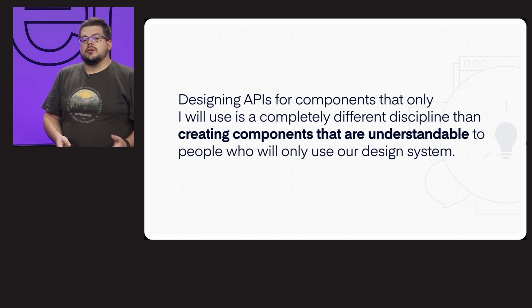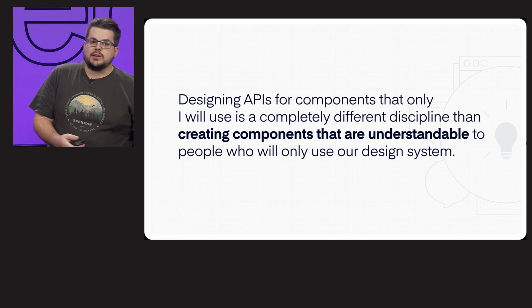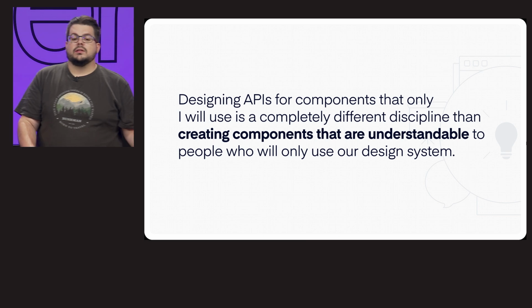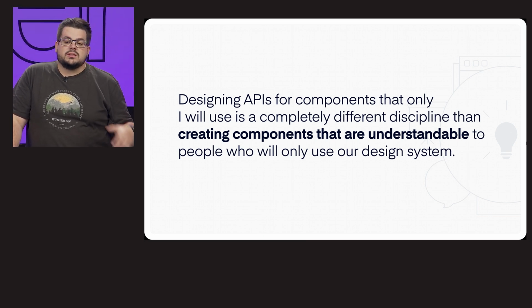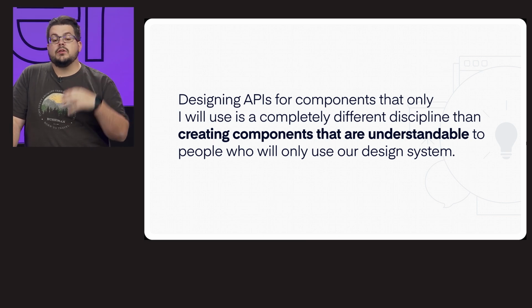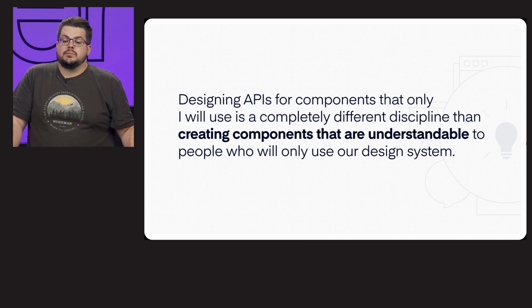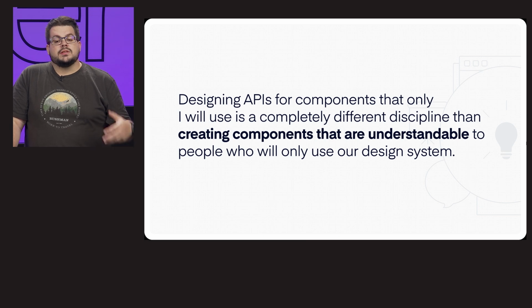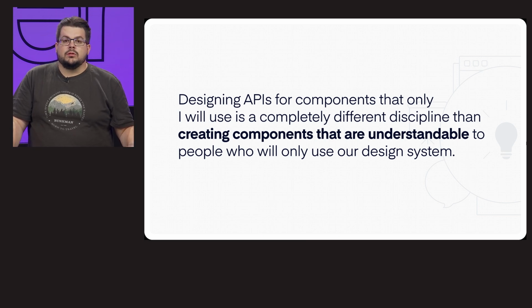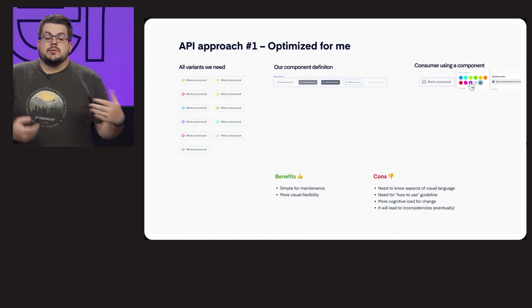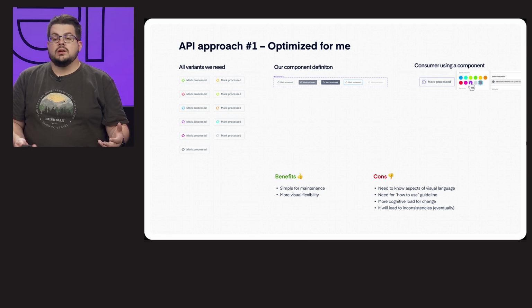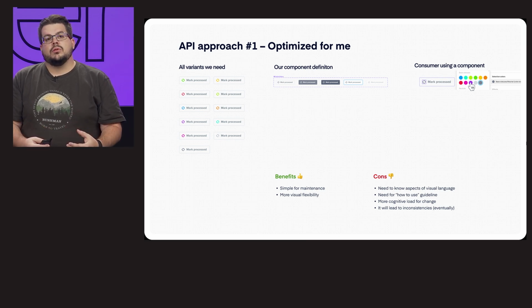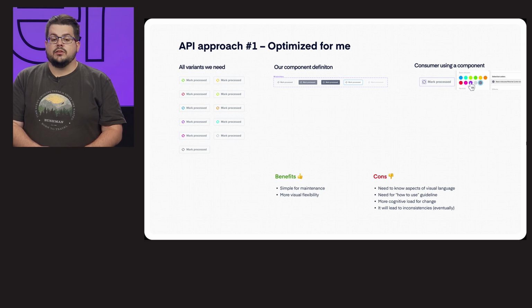There is one thing that I realized over the past few years when I was building a UI kit, and that is that designing an API for components that only I will be using is a completely different discipline than creating components that are understandable to people who will use our design system. Let me show you two approaches. One approach is where I optimize the component API for me as a designer.